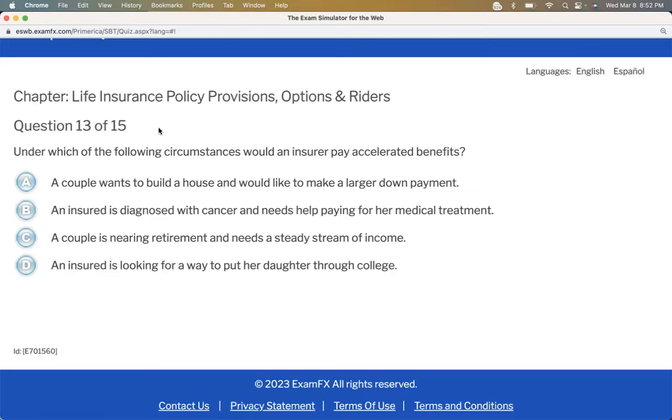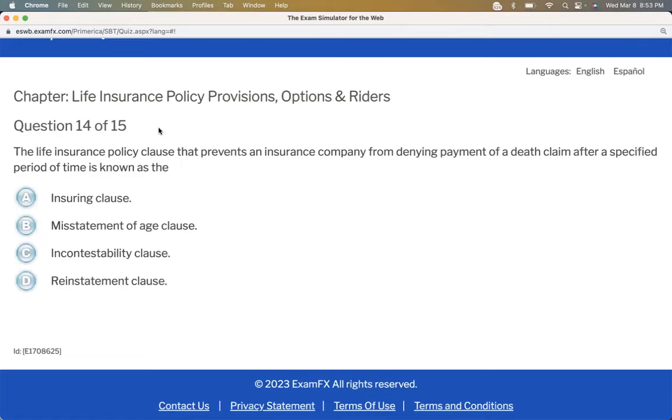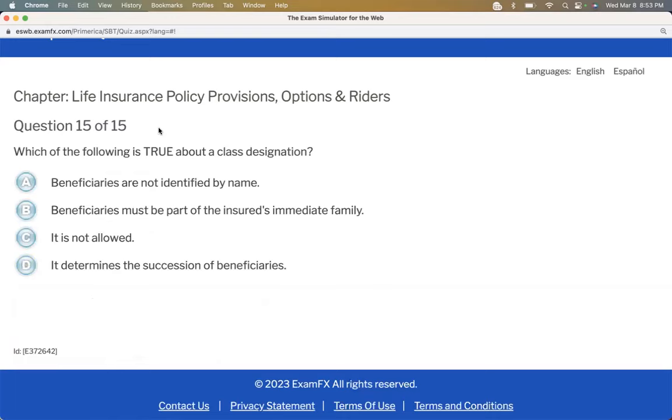Okay, next one. Under which of the following circumstances would an insurer pay accelerated benefits? We did this one already, huh? B, diagnosed with cancer. We'll do another one after this one, and then we'll be done. The life insurance policy clause that prevents an insurance company from denying payment of death benefit claims after a specified period of time is known as the incontestability clause. We came up with this one too. Remember this one? We got it wrong. Yeah, I was trying to answer it, but I was taking too long.